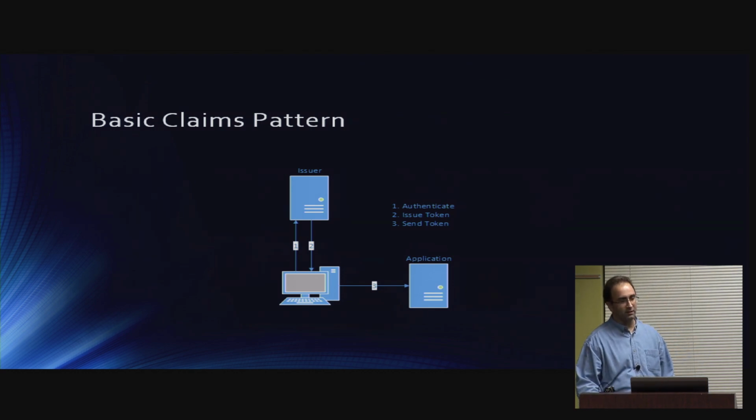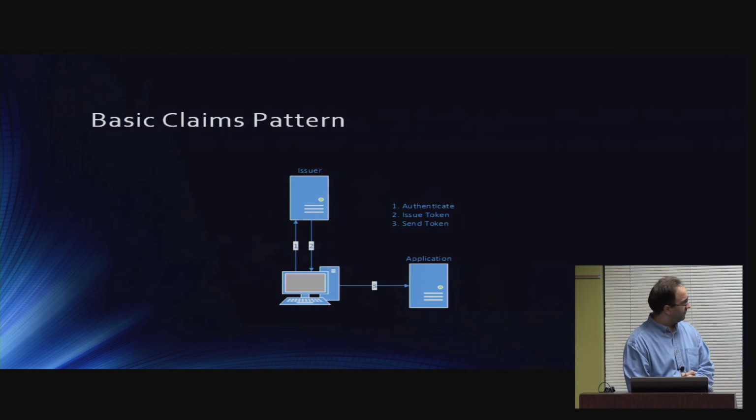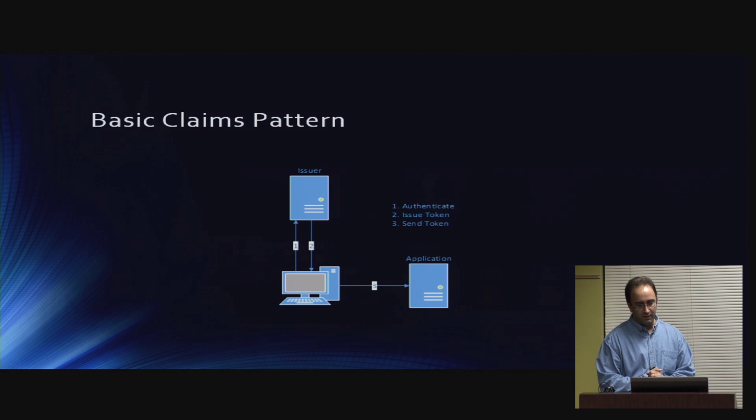So here's a basic claims pattern. Can you see the letters there very well? Those are the numbers there. They're a little small. The first one is authenticate.